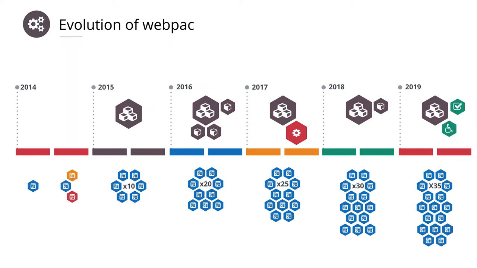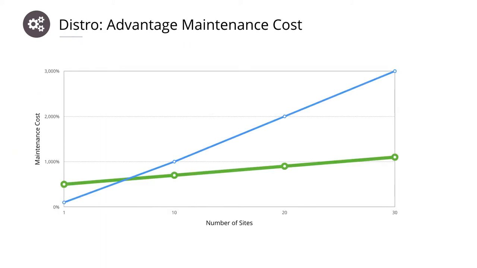we have to have the conversation of what are we going to do moving into the future. So really, from a maintenance point of view, it's clear what the advantage of a distro is. Instead of a cost multiplier for a website, you have a high upfront cost of setting up a distribution, testing it, and setting up your infrastructure, and then you get a small incremental cost increase per additional website.